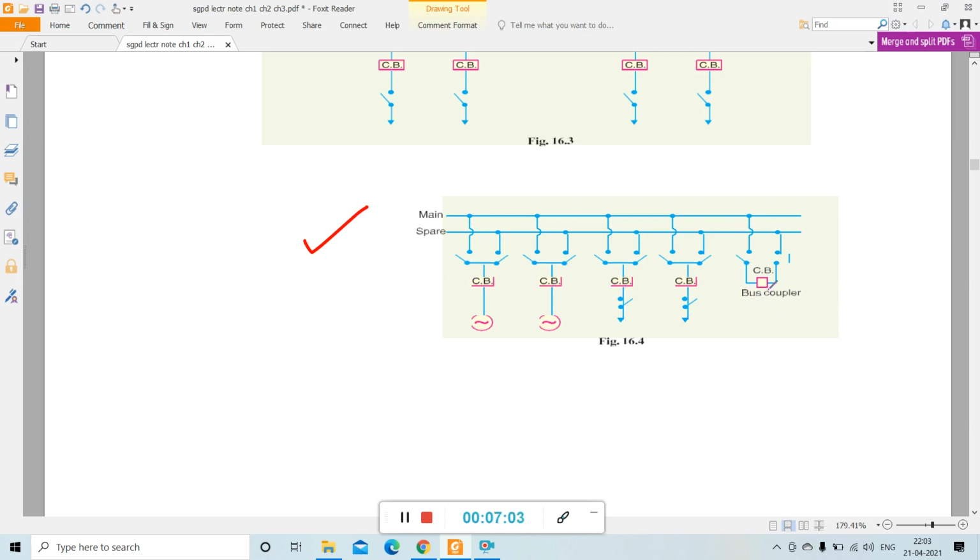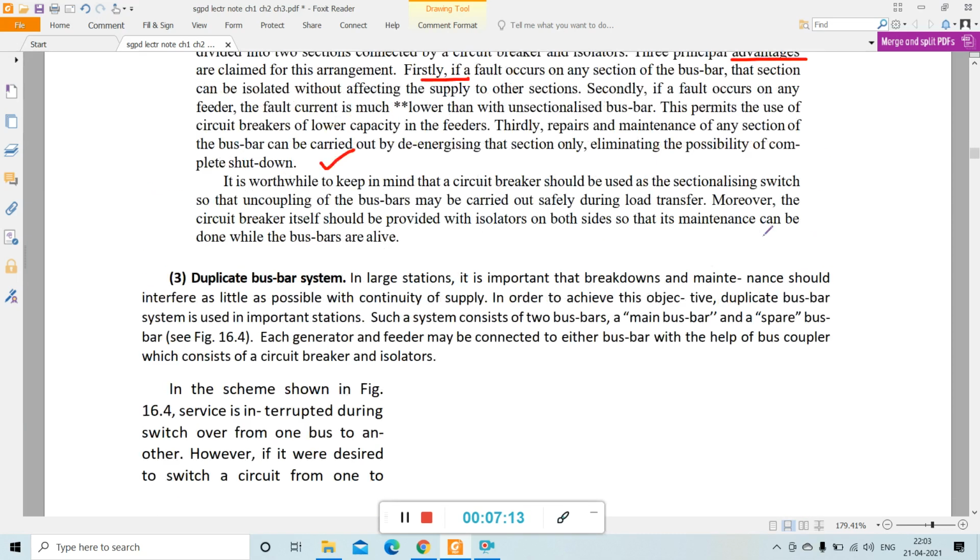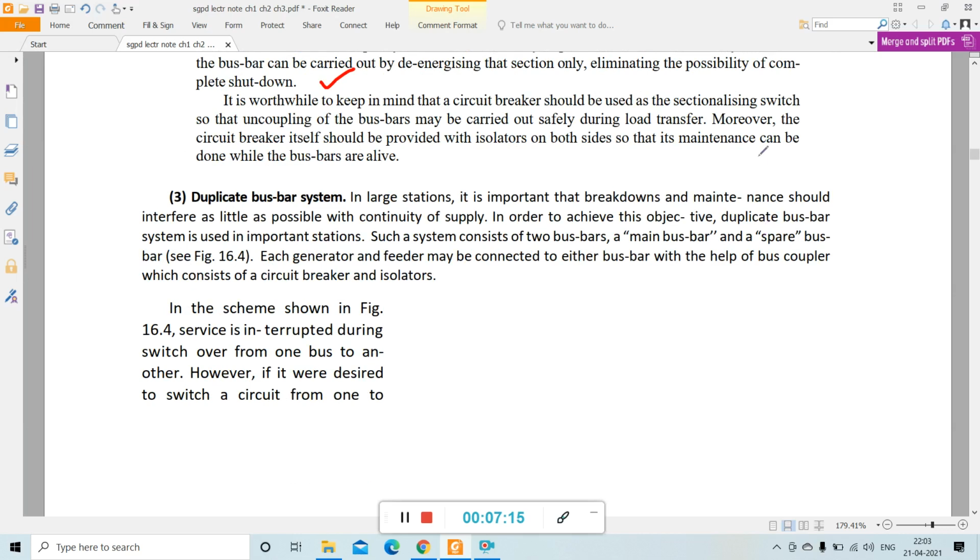Okay, this is the bus coupler which correlates the main bus bar and the spare bus bar. So what happens in this arrangement? See, in a generating station it is important that breakdown and maintenance should interfere as little as possible with continuity of supply. So in order to achieve this objective, the duplicate bus bar system is used.